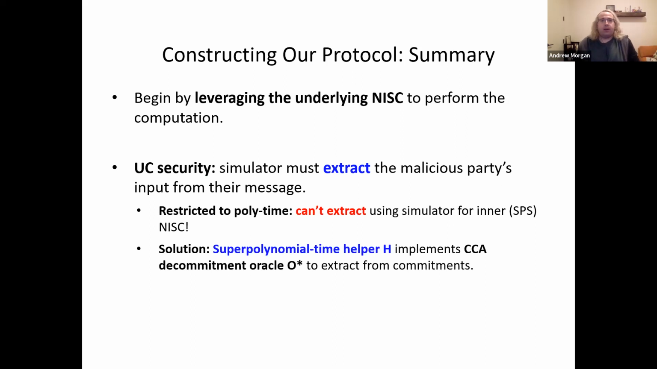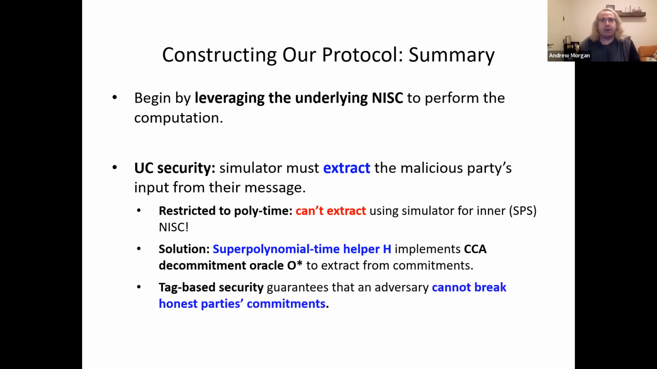So instead, we rely on the super polynomial time helper functionality H, which we're given by our definition of Oracle-aided UC security. In our case, this helper will implement the CCA decommitment oracle O star, and it will extract inputs from commitments to messages that will be sent alongside the internal NISC. The tag-based security of the CCA secure commitment scheme we require will effectively guarantee that we can implement this helper functionality to only decommit commitments with corrupted parties' tags. And this will ensure the adversary and environment, which are also given access to this helper functionality, can't just trivially break security by decommitting honest parties' commitments.